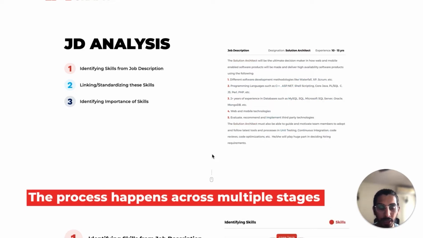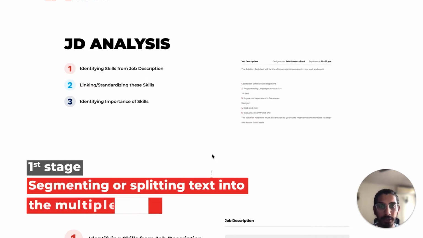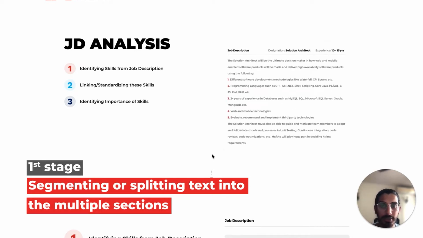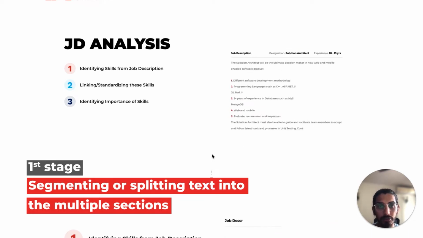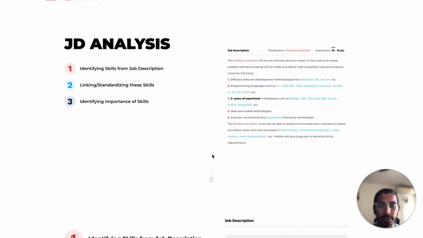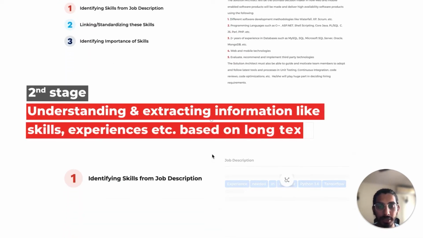The process happens across multiple stages. The first stage is segmenting or splitting that text into multiple sections, like company sections, responsibility sections, skill sections, education sections, benefit sections, and other sections. It's very important to feed the right information, the right section, to understand the job description better as part of our JD analysis machine learning capability.